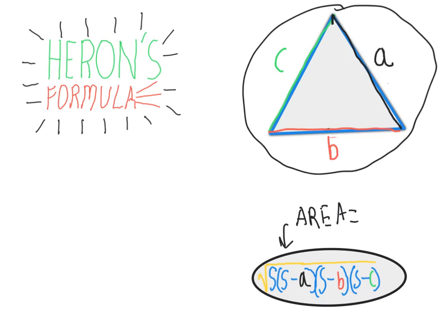But what does s stand for? What does a stand for? What does b mean? What does c mean? Well, a, b, and c are just the side lengths of a triangle. They can be anything. So a can be this side length, and b is this side length, and c is this side length. And s is just the semi-perimeter.